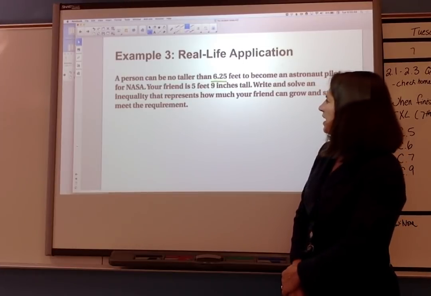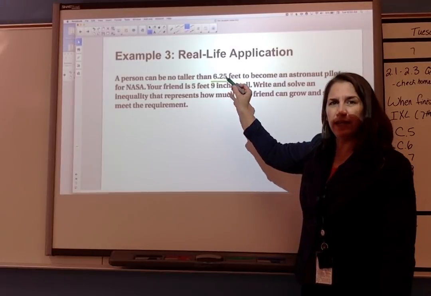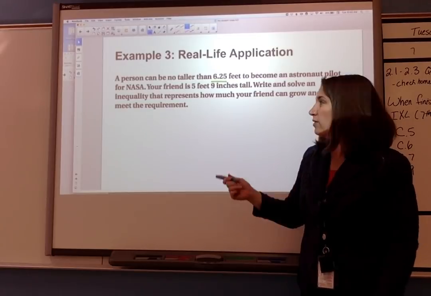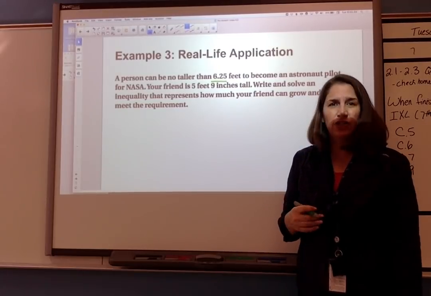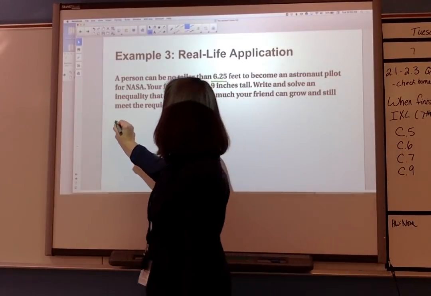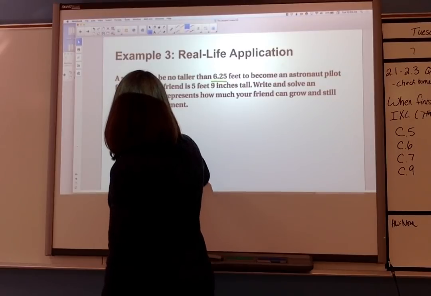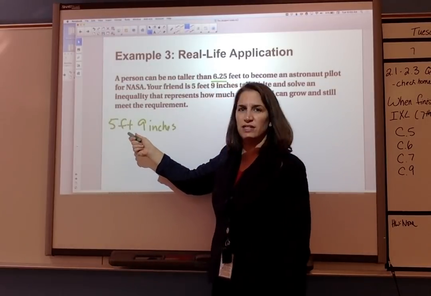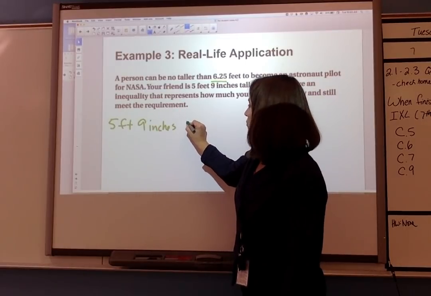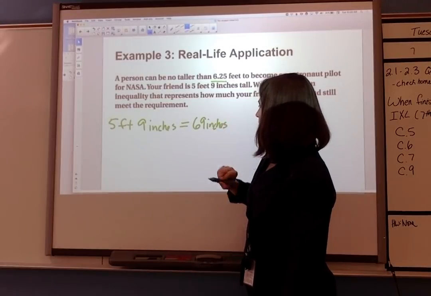Okay, so first we kind of have to deal with our units here because our requirement is written in feet, but then we have a height of our friend that includes inches as well. So let's convert this 5 feet 9 inches to just how many feet that is. So 5 feet 9 inches, we know that there's 12 inches in a foot, so 5 feet would be 60 inches. So 60 plus 9 would be 69 inches.